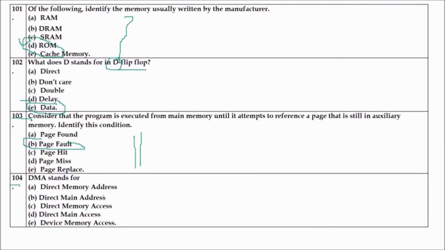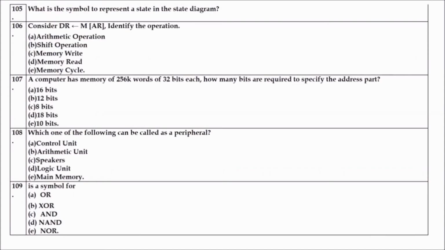Next is DMA. DMA stands for direct memory access. So we'll take the answer as C. Next is, what is the symbol to represent a state in the state diagram? I leave it as an exercise for you. What is the symbol to represent the state in the state diagram?